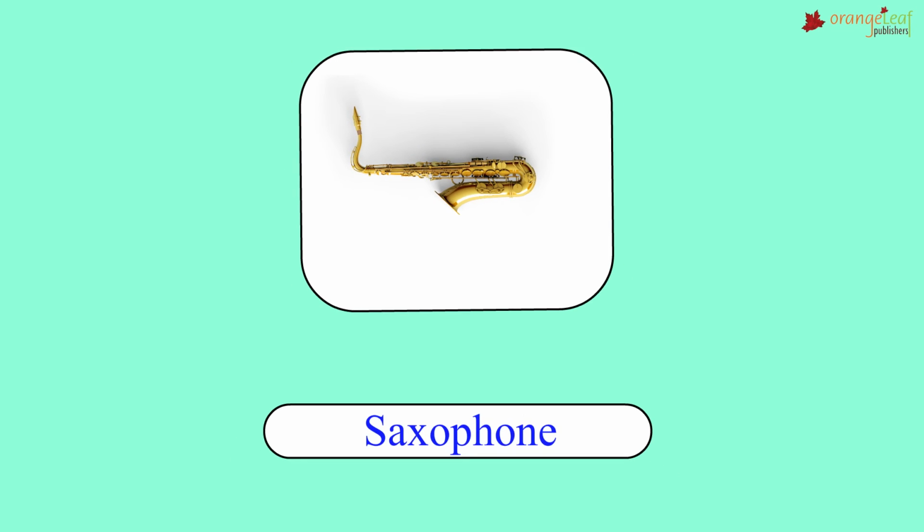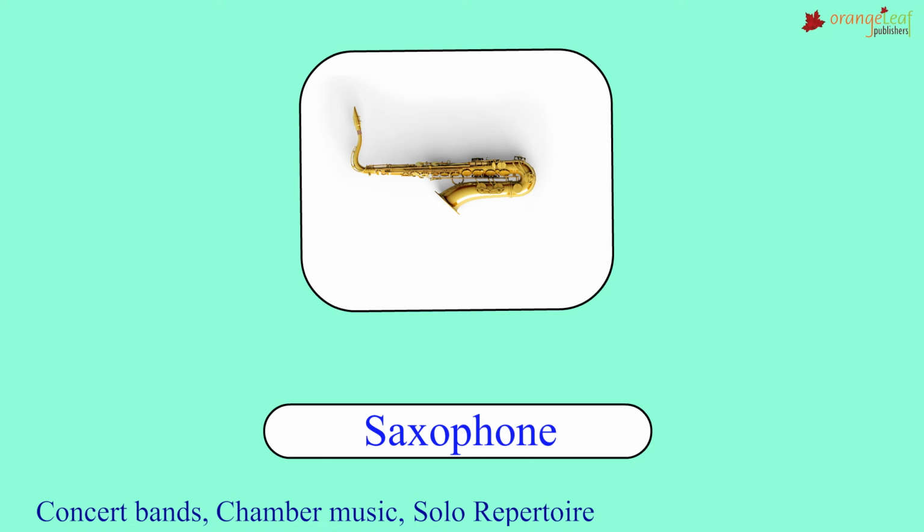The seventh instrument is saxophone. The saxophone is a type of single reed woodwind instrument which has a conical body usually made of brass. The saxophone is used in a wide range of musical styles including classical music such as concert bands, chamber music, solo repertoire, occasionally orchestras and contemporary music.